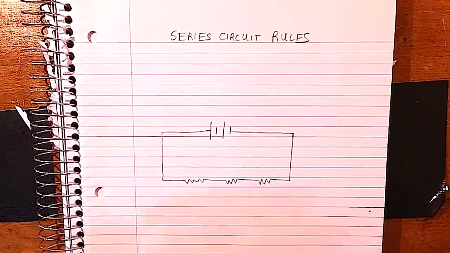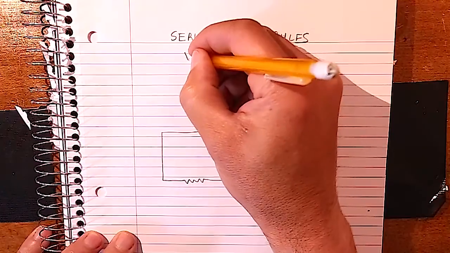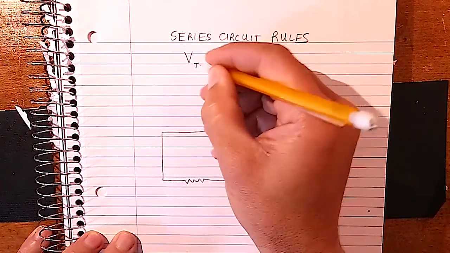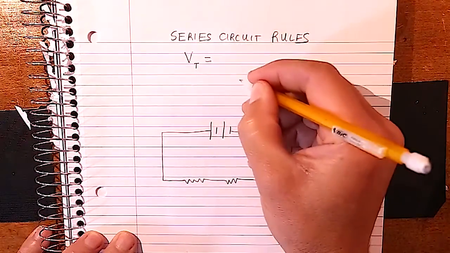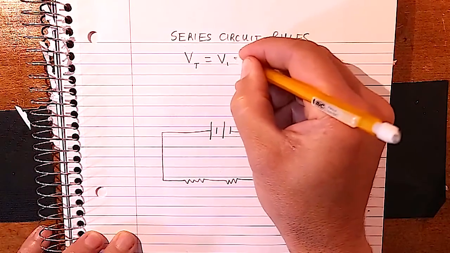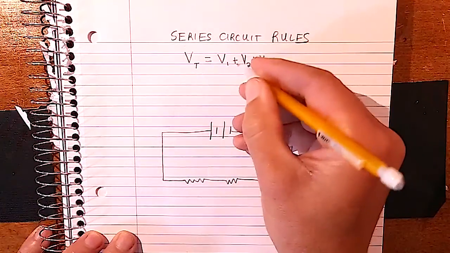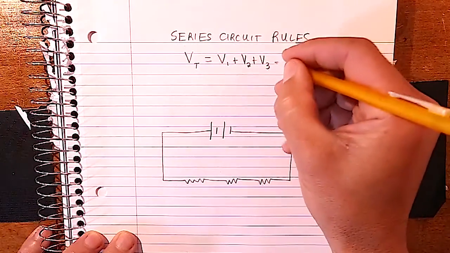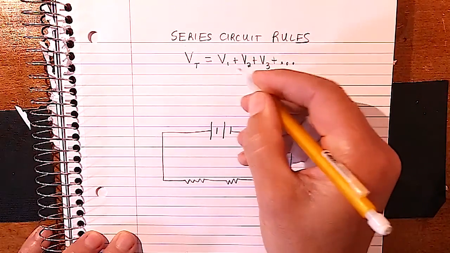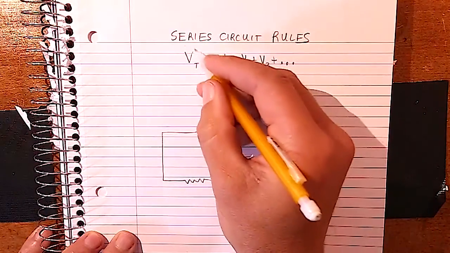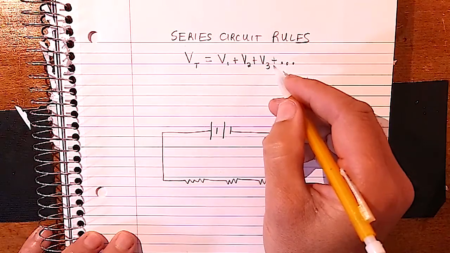Now, there are certain rules that apply to series circuits, and the first rule is this. V total, and they don't write T on the reference table, but I think they should. It means total, and that's equal to the sum of all the voltages in the resistors. So VT is equal to V1 plus V2 plus V3, and we might have more, so they write plus dot dot dot. If it was only 2, it would just be V1 plus V2. So the total voltage is the sum of the voltages in the resistors, or the elements.